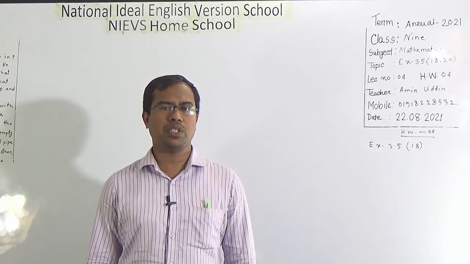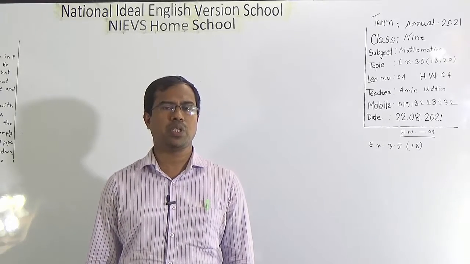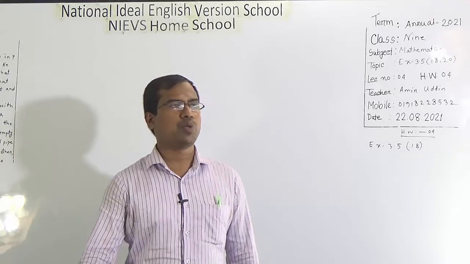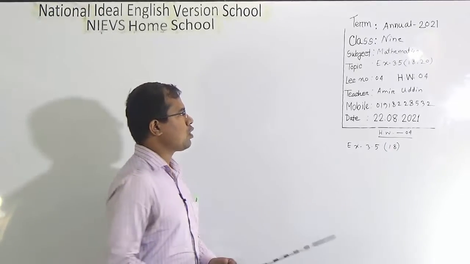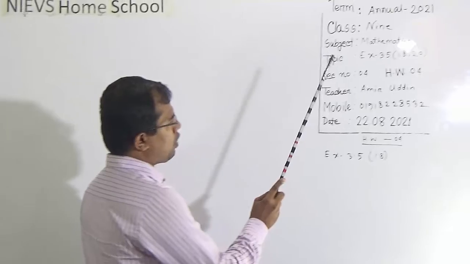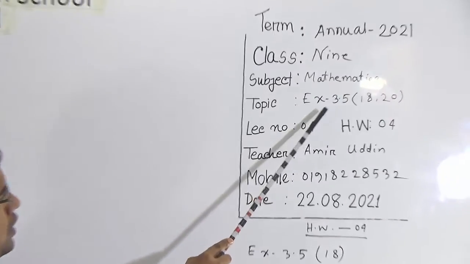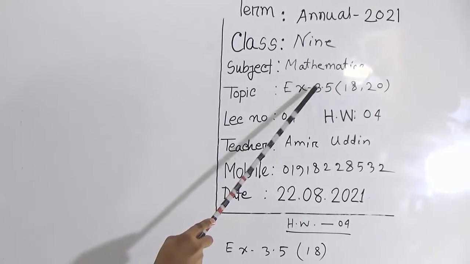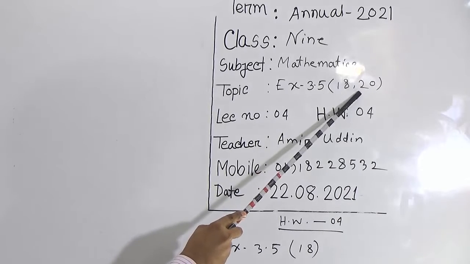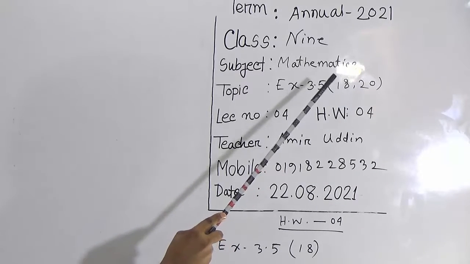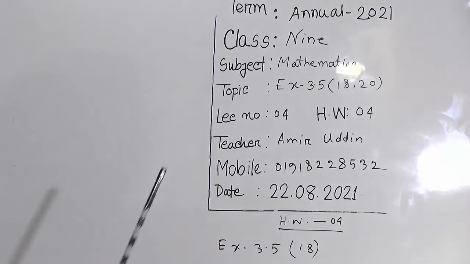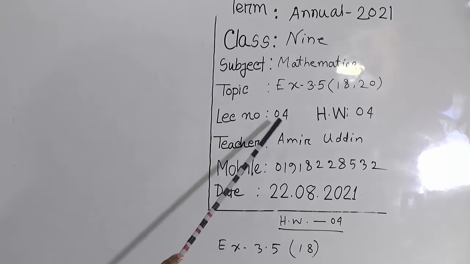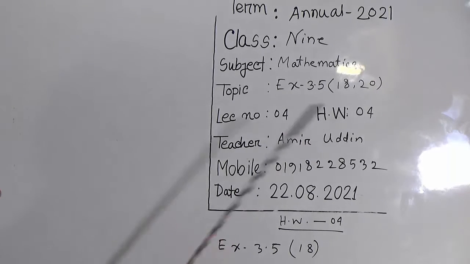This is Amiruddin, Assistant Teacher of Mathematics, Morning Shift, National Ideal English Version School. Dear students, today I am going to take a math class for the students of class 9. Our today's topic is exercise 3.5, question number 18 and 20. Today we will solve two word problems from exercise 3.5. This is lesson number 4 and SW number 4 also. Okay, dear students, now let us start our today's class.